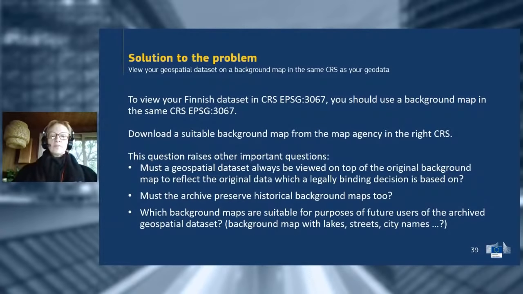And can you just choose a background map that is most suitable, or should you always use the original historical background map used when data was created? I don't really have the solution, but I can say that at the Danish National Archive, we have this migration strategy, and we always migrate data on submission to only one single coordinate reference system covering the area of Denmark. So we don't preserve the historical background maps for that specific geospatial data set. But the idea is that you can always in the future, in 500 years, download a background map from the map agency to view your archived data upon that. But is that the right decision? I'm not sure anymore, but that's what we do. Next slide, please.